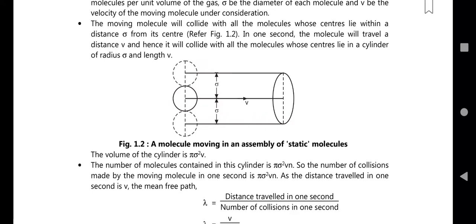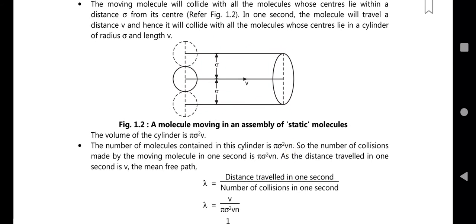We know that here the radius of the cylinder will be only sigma. Therefore, the volume of the cylinder will be pi into radius squared. What is the radius here? Sigma. That is pi sigma squared into the length of the cylinder, that is the height of the cylinder. Here v is the length of the cylinder. Therefore, the volume of the cylinder is pi sigma squared v.